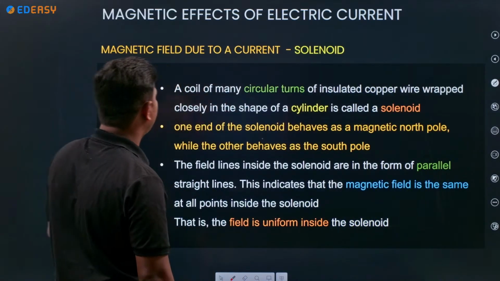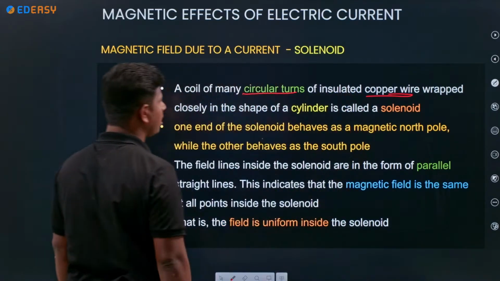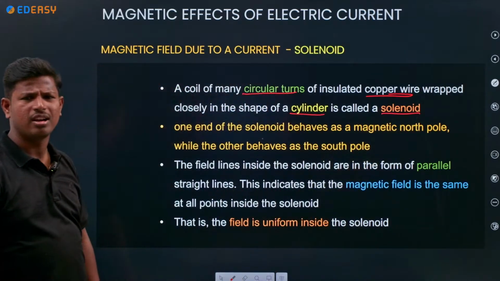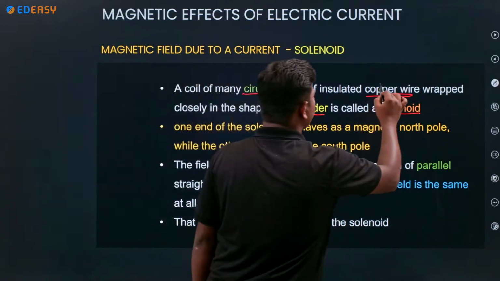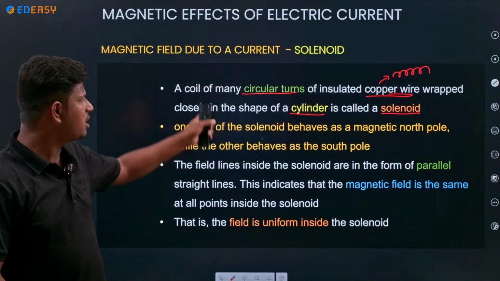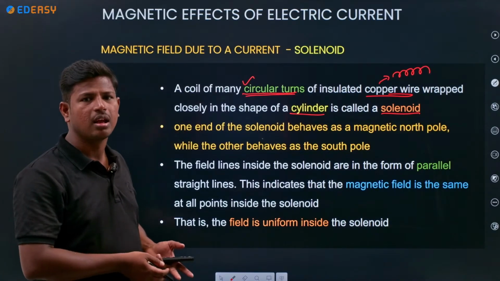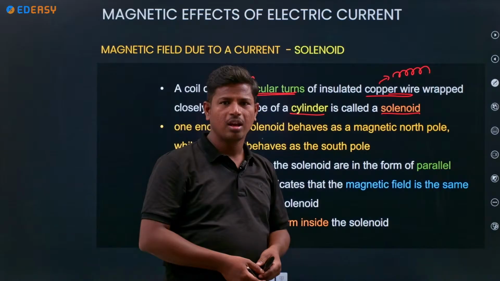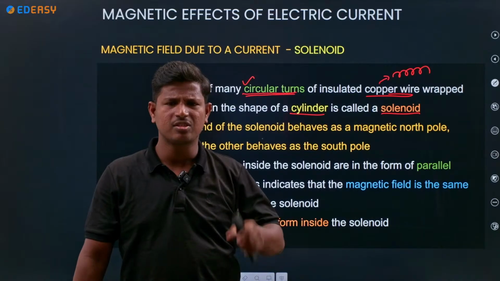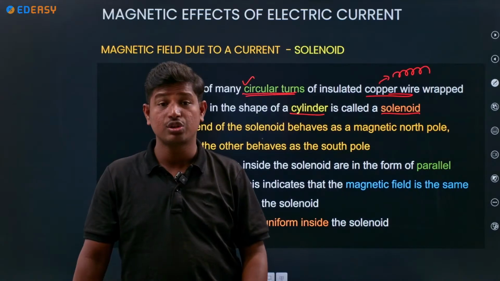Okay, next, a coil of many circular turns of insulated copper wire in the shape of a cylinder is called a solenoid. Simply, a solenoid is nothing but a copper wire in the shape of a spring, with many circular turns. A spring shaped copper wire is called a solenoid.